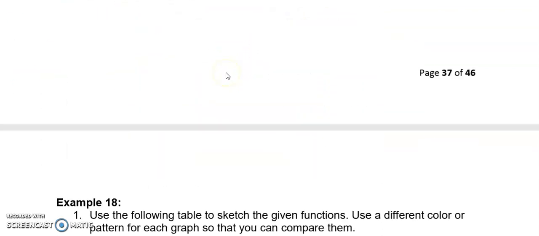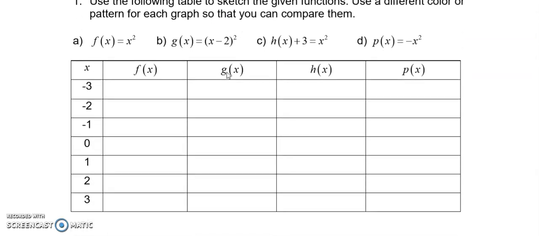Now, on the next page, page 38, they want you to take these 4 functions. y equals x squared, or f of x equals x squared. That's what we consider to be the base graph, the original graph. All you're going to get there is a parabola, probably the simplest parabola you can graph. Then they want you to graph y equals x minus 2 squared. So you're subtracting 2 from the x. What do you think is going to happen?